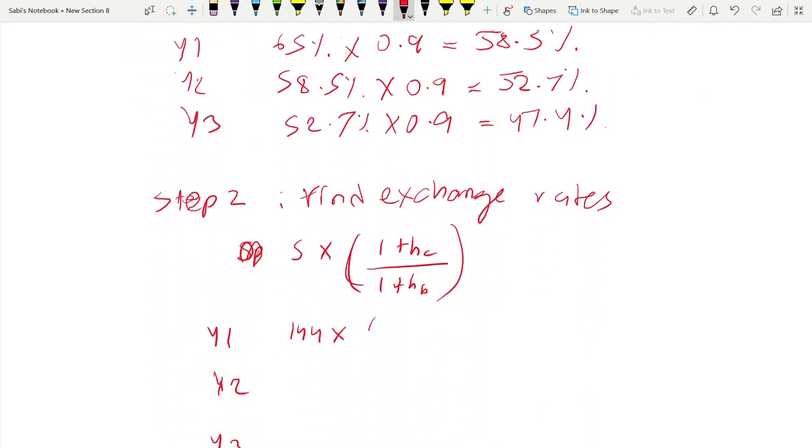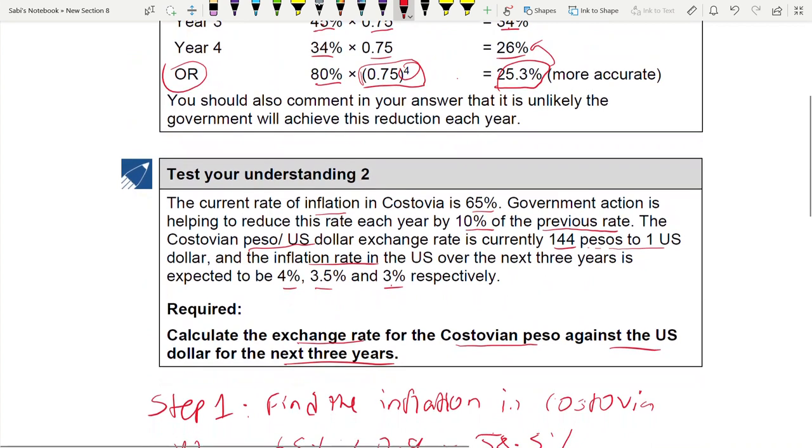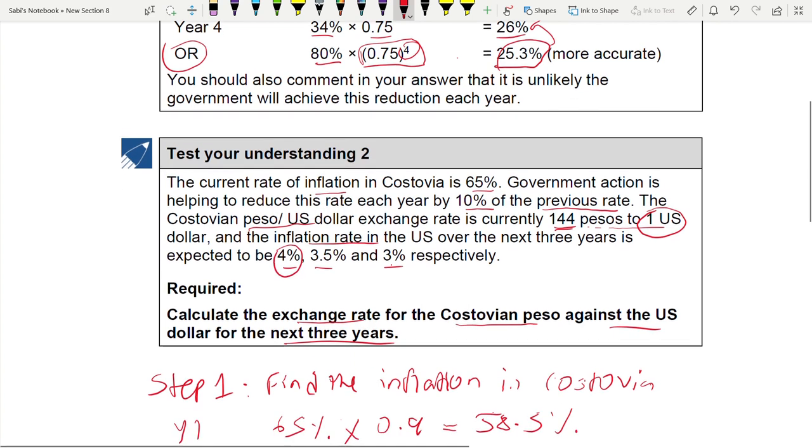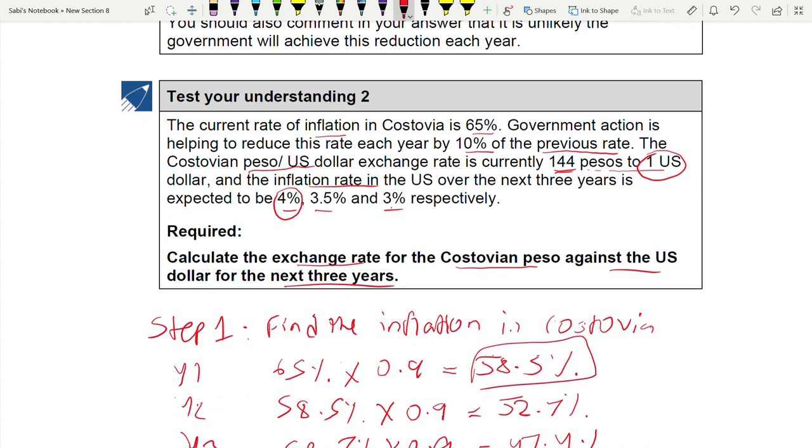144 into 1 plus the inflation of which country? C is the counter currency, which is peso in this case, because this is the base currency, whichever is quoted as 1, or you can say the currency which is on the right. In this case, US is the base currency, Kostovia is the counter currency. So the counter currency's inflation is 58.5% for the first year and 4% for US.